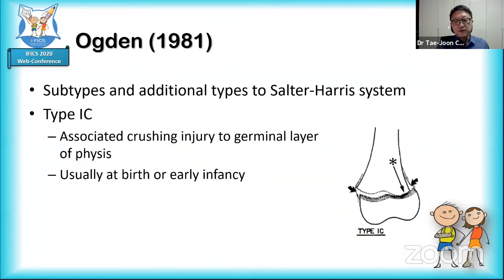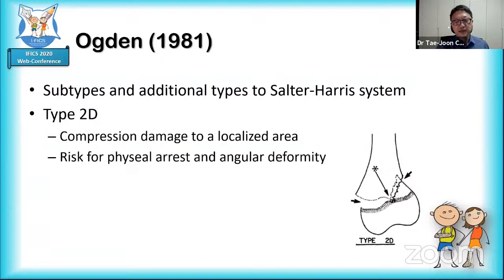Dr. Ogden from Yale University presented further subtypes and additional types to Salter system. For example, he subclassified cases in which metaphyseal beak crushes the growing chondrocytes as type 1C and 2D. However, they are theoretical subtypes and usually difficult to detect by initial radiograph.